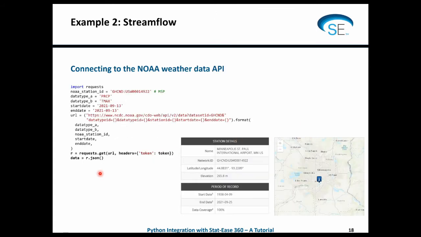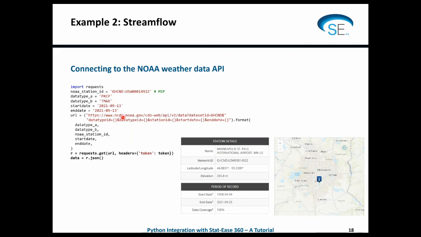So like I said at the outset, connecting to an online API and retrieving data with Python is very easy to do. This is really only two lines of code here that are doing the actual work. So we're using this requests package to do that. This part, we are basically telling NOAA what we're interested in. So this is a station ID for the Minneapolis-St. Paul Airport. We want the precipitation data for that day.